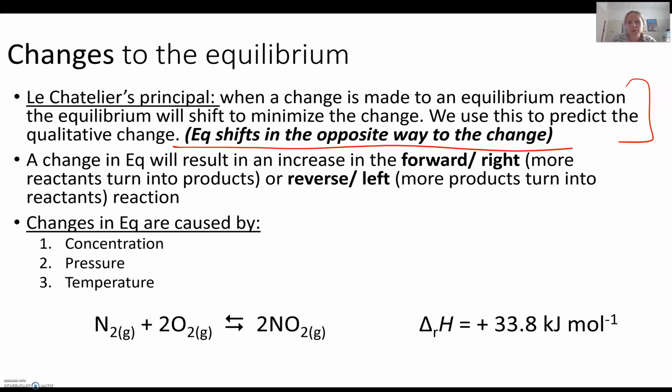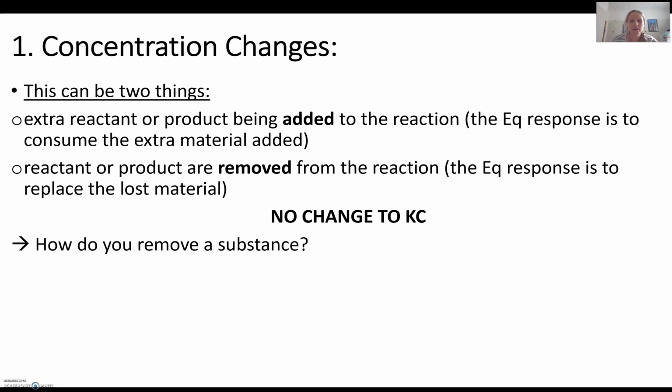And your equilibrium will either move in the forwards or reverse direction to accommodate that change. Now, the three things that can affect your equilibrium are concentration, pressure, and temperature, and we're going to go through examples of those now. So concentration changes is the first one.